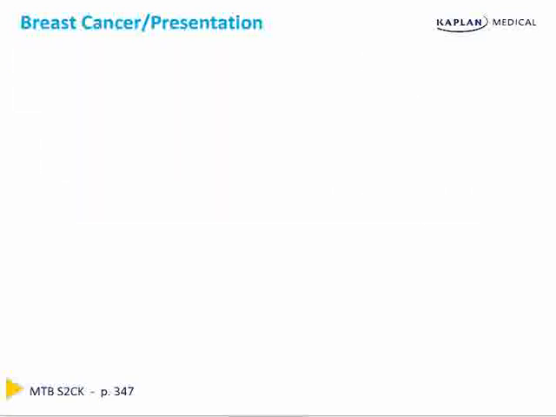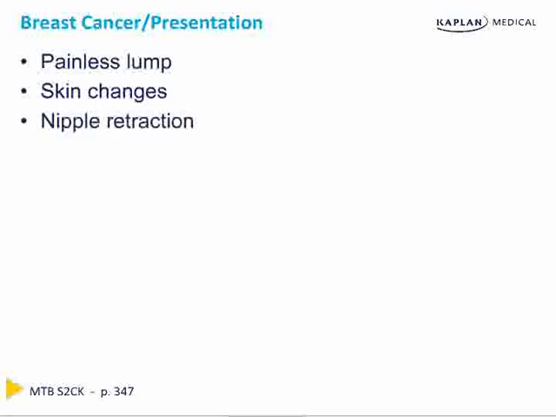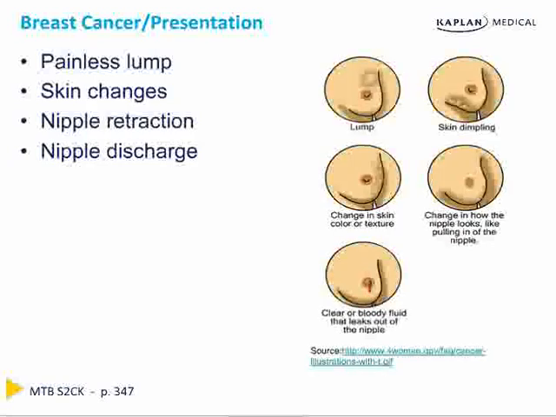Breast cancer can present with several manifestations. Most often it presents as a palpable lump, but can also cause skin changes like dimpling or changes in the color or texture of the skin. It can cause nipple retraction if the tumor involves the ligaments within the breast, and can also cause nipple discharge. If the nipple discharge is bloody, that's classically associated with something called intraductal papilloma, but bloody nipple discharge can be seen with any tumor that invades the ductal system. Here are some illustrations to help you remember the changes associated with breast cancer.